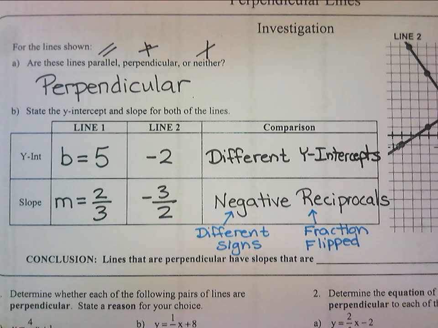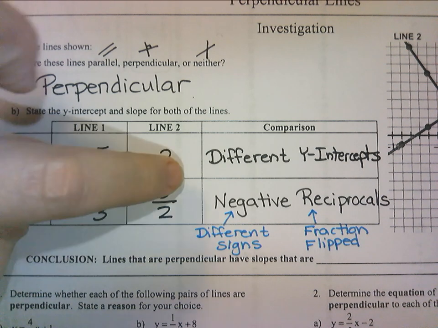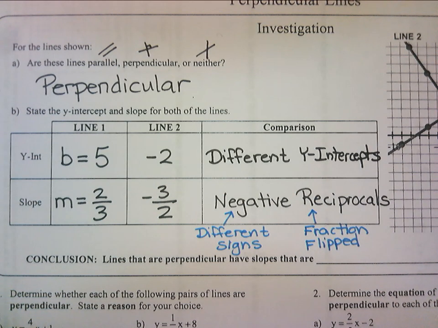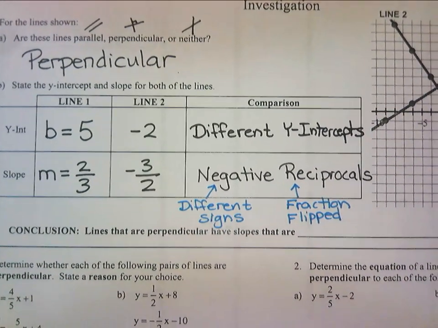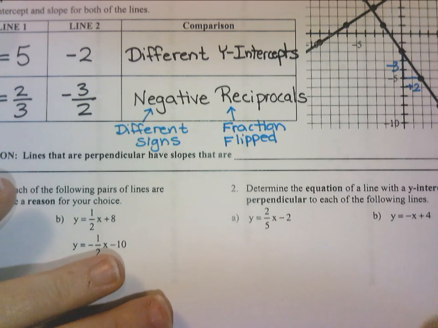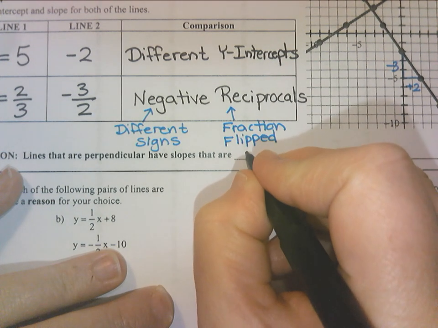Okay, so when you have two lines that are perpendicular, they do not necessarily have the same y-intercept. They could, but they don't usually. And their slopes are negative reciprocals. They have different signs. One's positive, one's negative, and they're going to be flipped versions of the fraction. So I'm just going to fill that word in again. So lines that are perpendicular have slopes that are negative reciprocals.